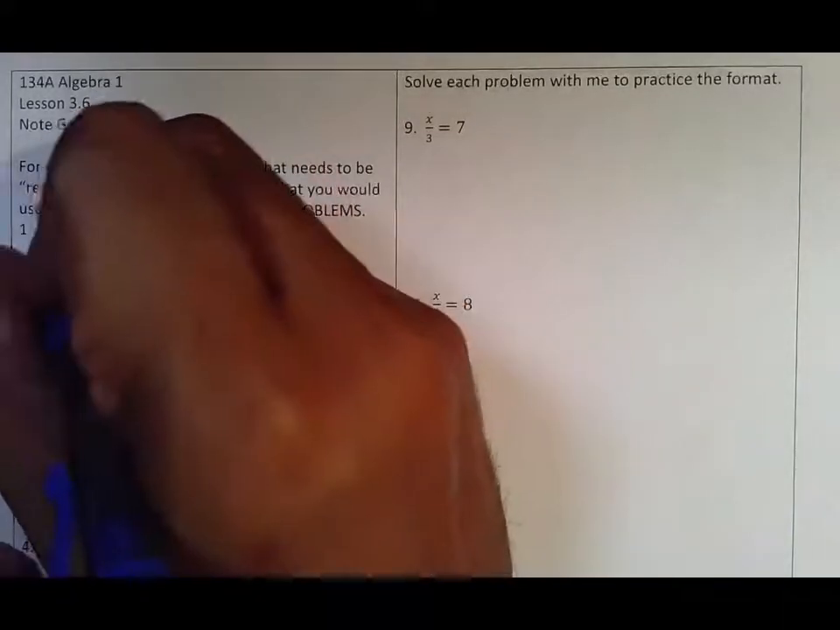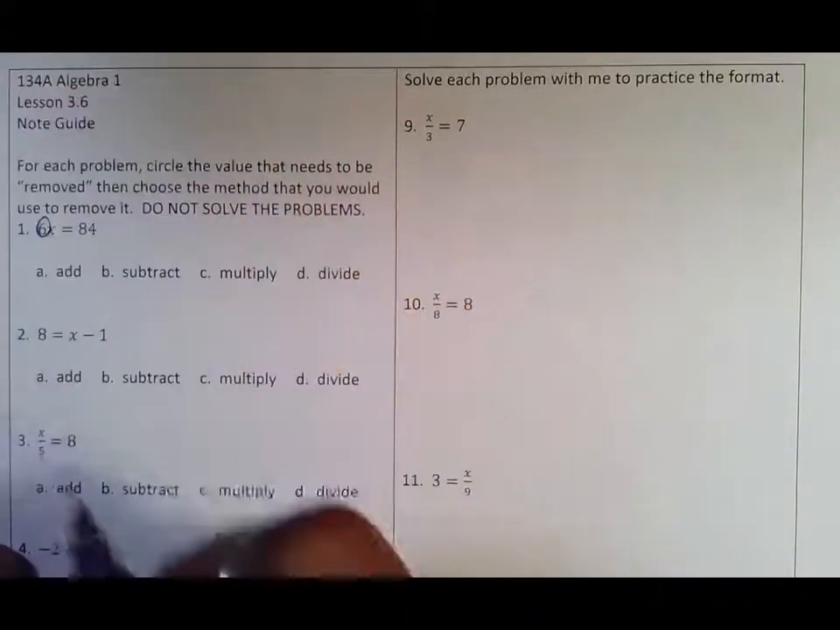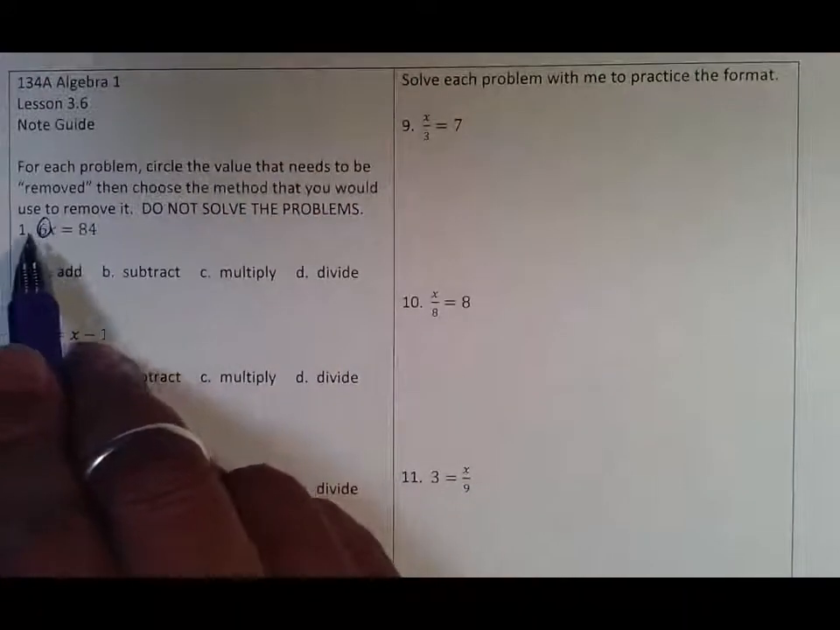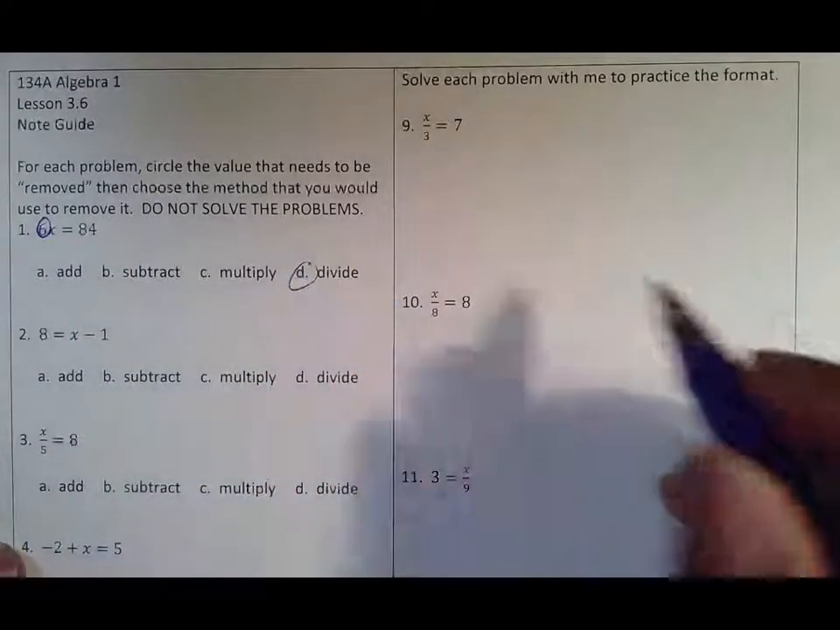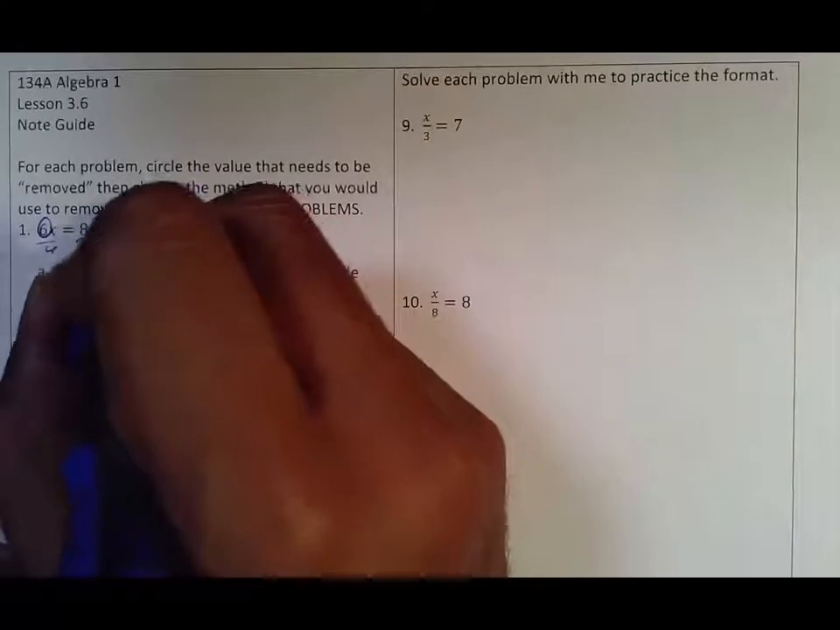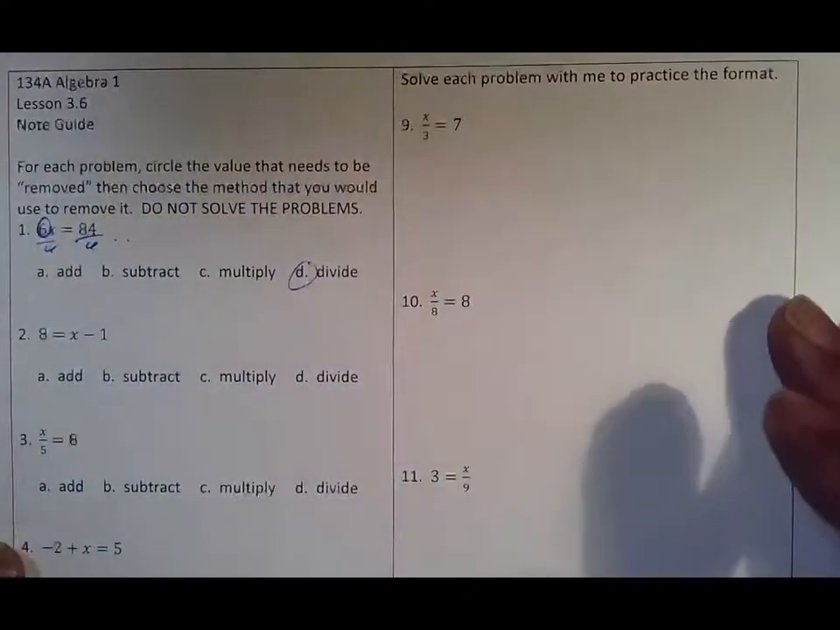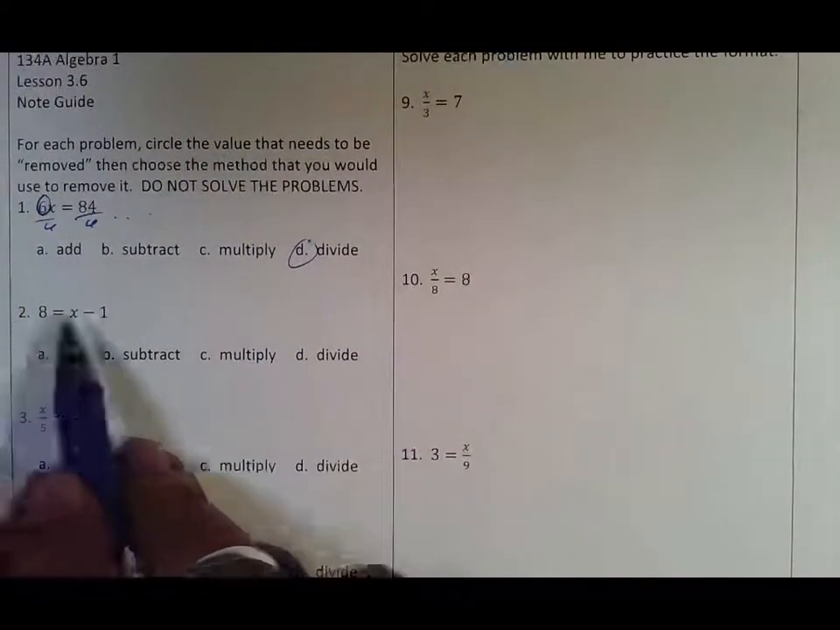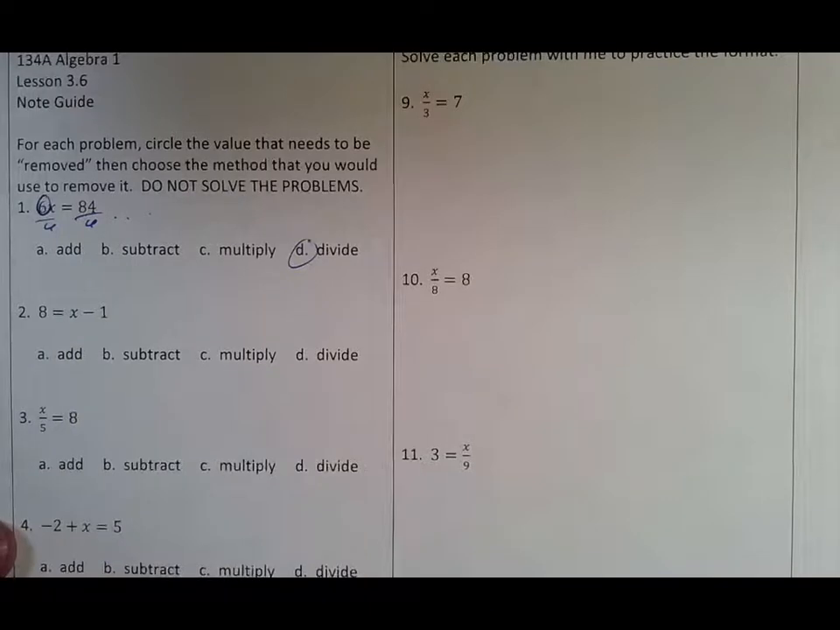First thing is, it's 6x, so 6 has to go. Second thing is, these two are being multiplied, and the opposite of multiplication is division. So we would divide both sides by 6. We'd actually put over 6, and finish that off. Take 5 seconds to look at number 2, identify what needs to be removed, and then think about what you would do to move it.